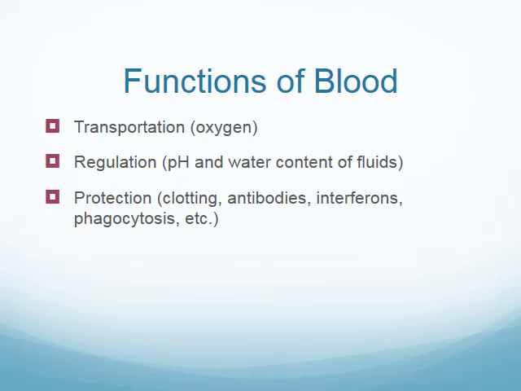And then protection. The blood has clotting mechanisms, antibodies in the white blood cells, interferons. Phagocytosis is a process by which white blood cells consume foreign bodies and prevent infection, as well as many others. There are a lot of functions of blood in the human body.